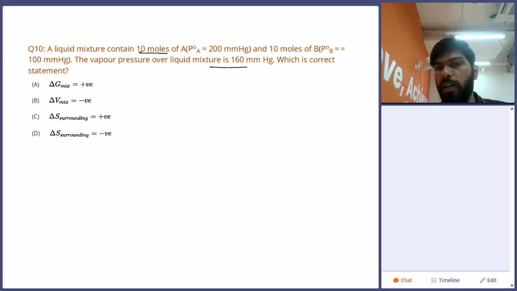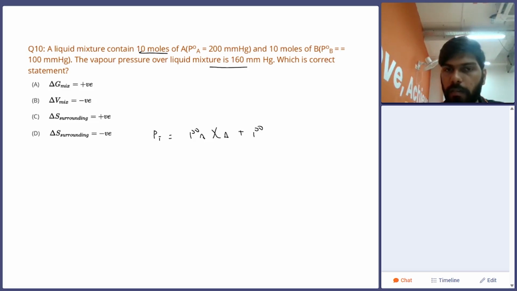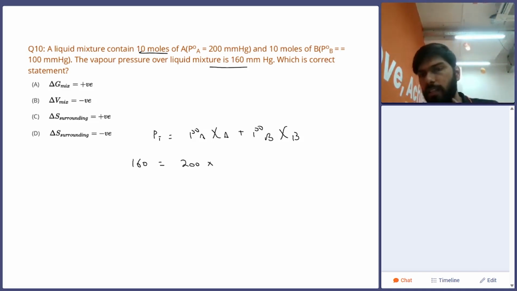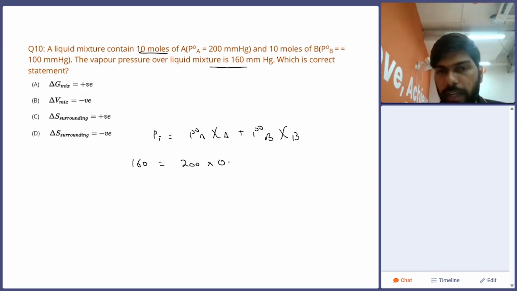Next, a liquid mixture contains 10 moles of A and 10 moles of B. The overall vapor pressure is 160. So PT equals P naught A chi A plus P naught B chi B. Total 160 equals P naught A, that is 200, times the mole fraction of A, that is 10 upon 20, so 0.5, plus P naught B, that is 100, multiplied by 0.5. So 160, and we will solve this.